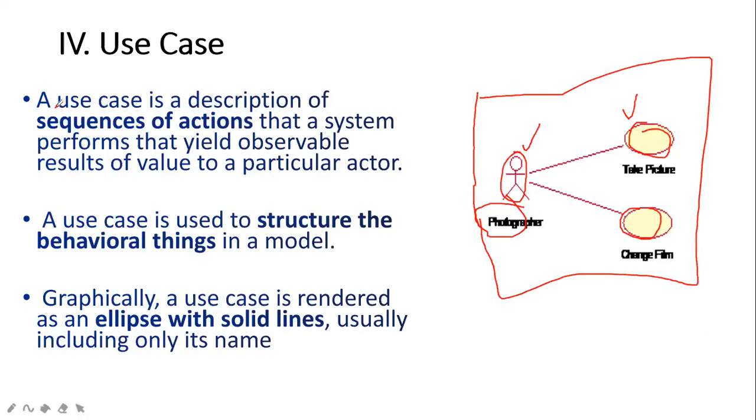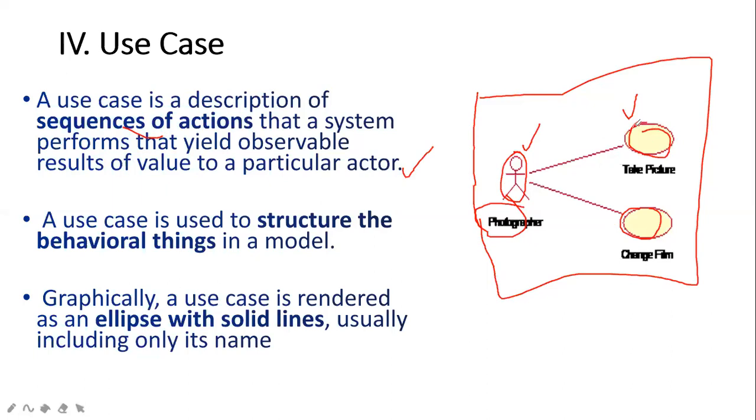A use case is a description of a sequence of actions that a system performs that yields observable results of value to a particular actor. Who is the actor in our example? He is the photographer. And what is the sequence of actions that I told you? Taking a picture and changing the film.